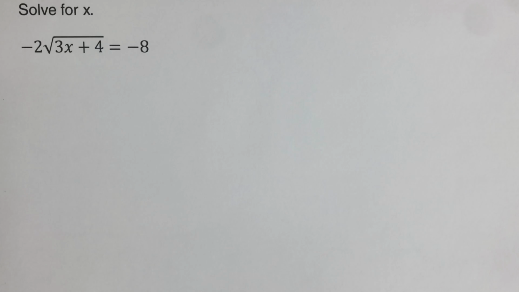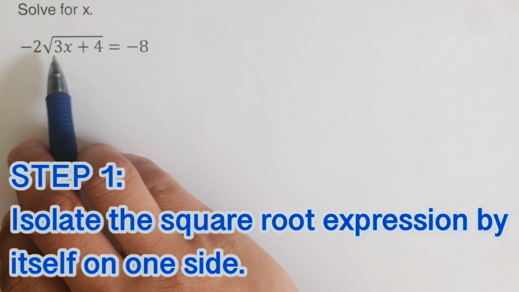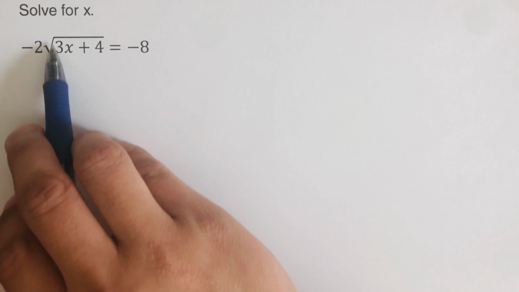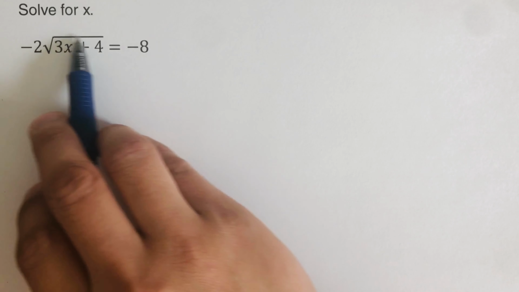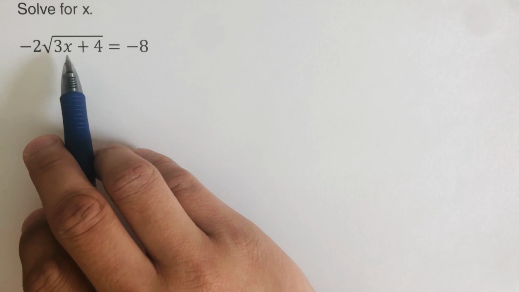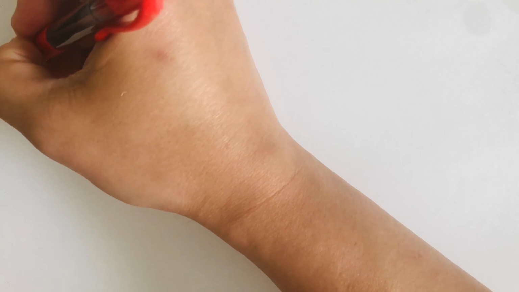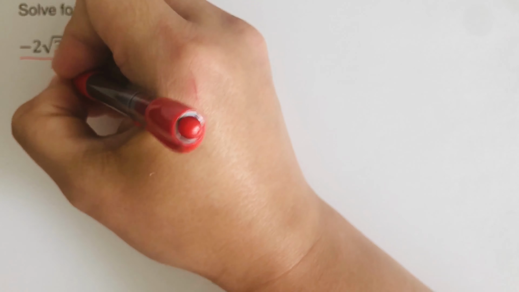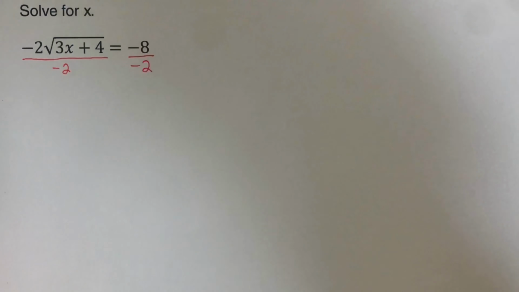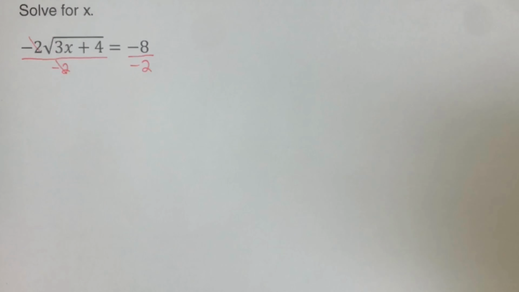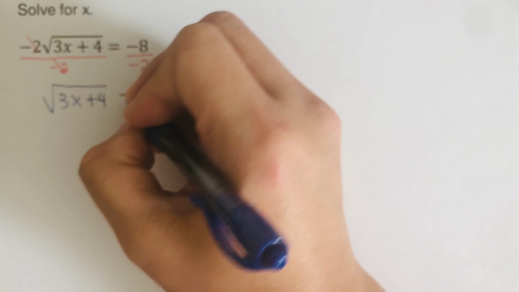Okay, so we go over the problem here. Again, the first step is to isolate the squared expression by itself on one side. As you can see here, there's a negative 2 in front of the square root expression. So what we are going to do is clear this out first. The square root of 3x plus 4 should be left over on the left side. So we divide both sides by negative 2. I divide this by negative 2 here, so I can cross the negative 2 out. So I am left with the square root of 3x plus 4 equals 8.